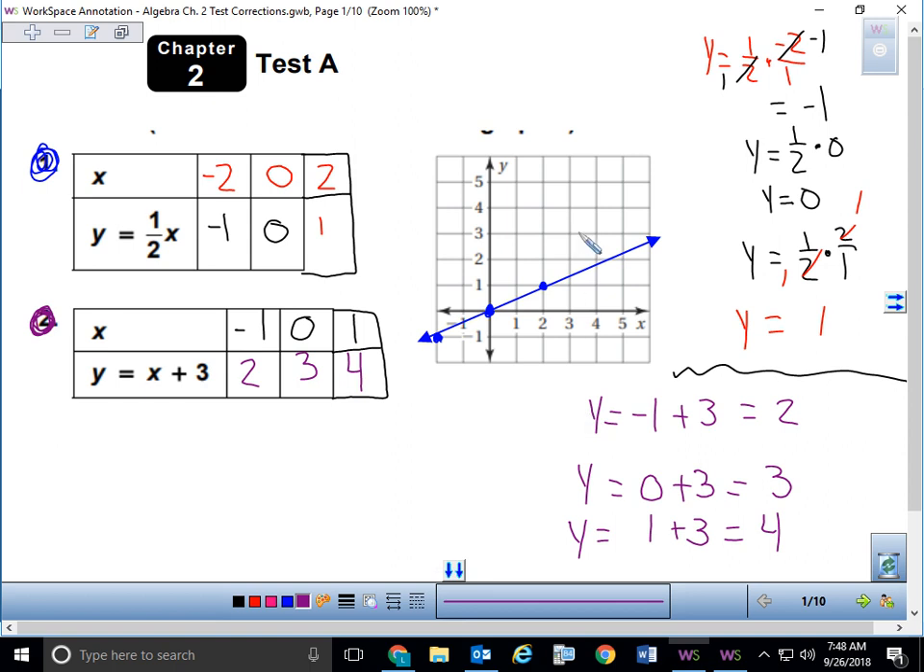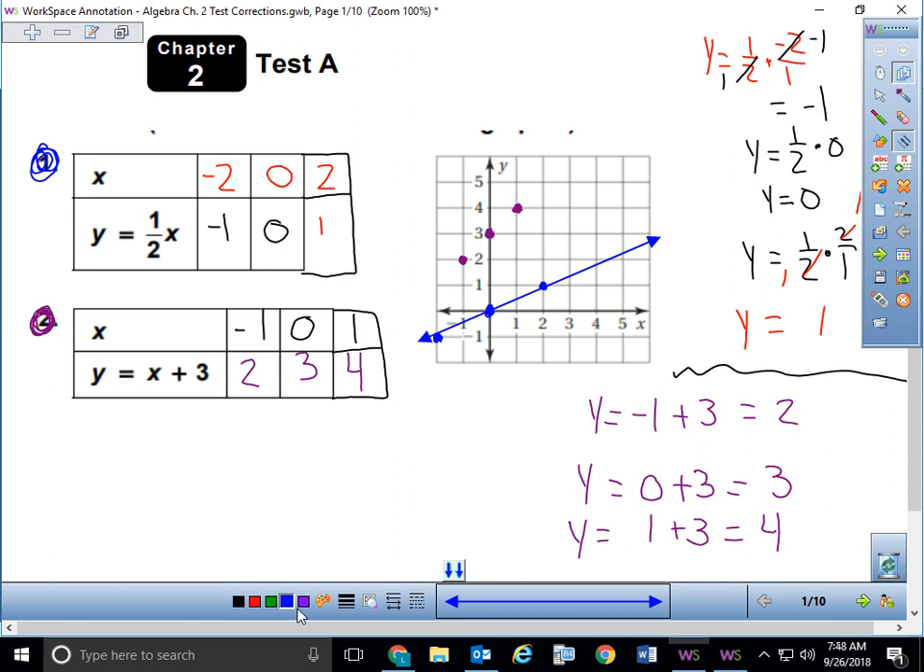Again, same idea, we're just going to plot these points. So at -1, I'm at +2. So I run left 1, fly up 2. Stop, draw a point. 0, 3 means I don't run anywhere, I just fly up to 3, stop and draw a point. 1, 4 means I run right 1, fly up 4. Again, do your best with your rulers to connect your points. And there you go. This is question 1 in blue, question 2 in purple.